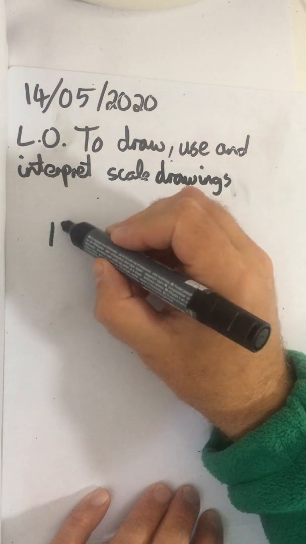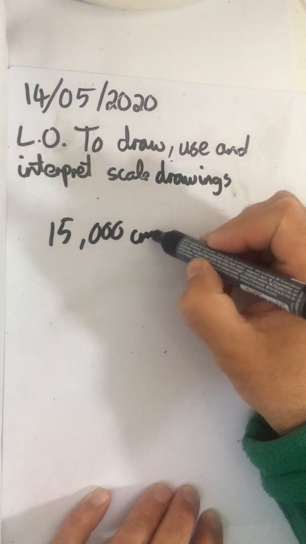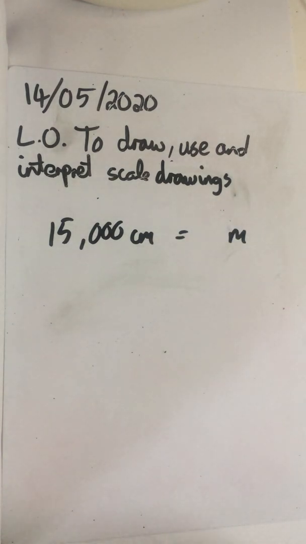If we had 15,000 centimetres, what would that equal in metres? So if we can just very quickly, please, work that out. Pause the video if you need to. If you don't, just keep it rolling. So 15,000 centimetres equals how many metres?